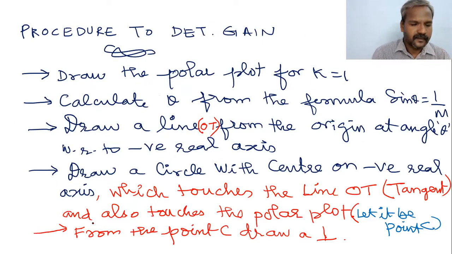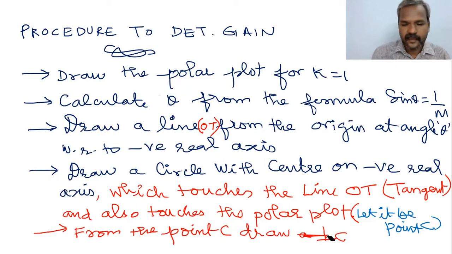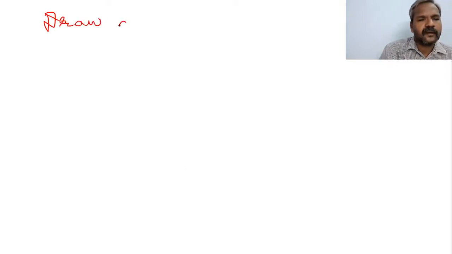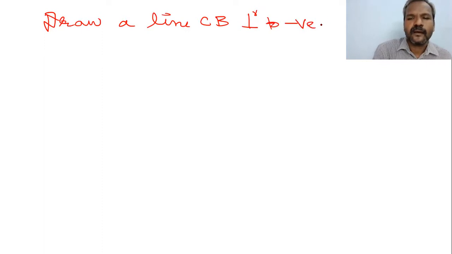Okay, from the point C, draw a line and name it as CB, perpendicular to the negative real axis. Okay, this is the next step.